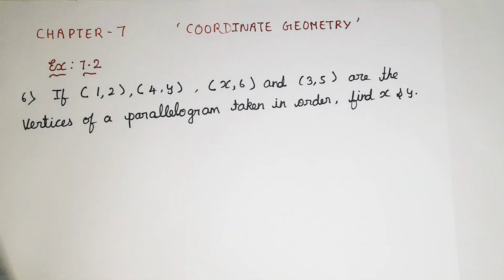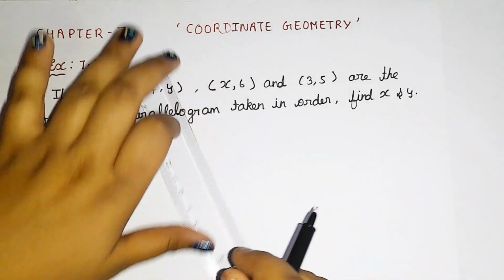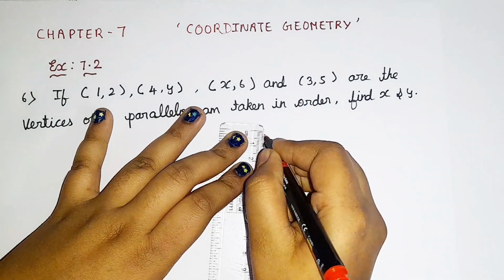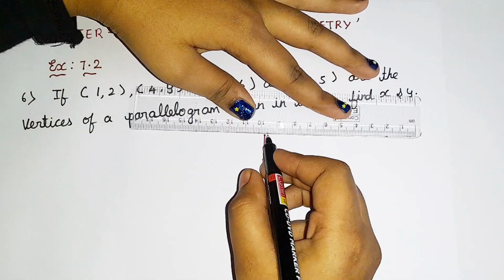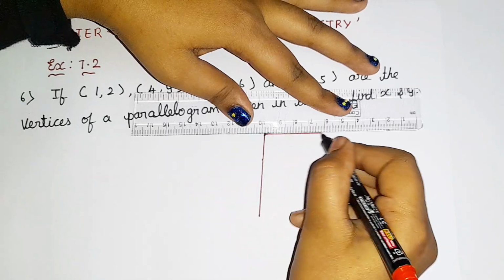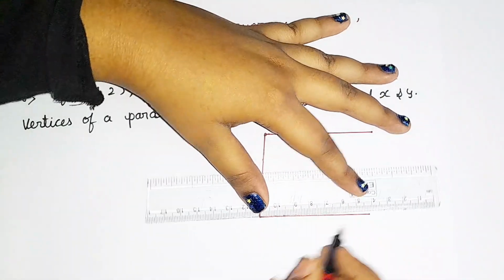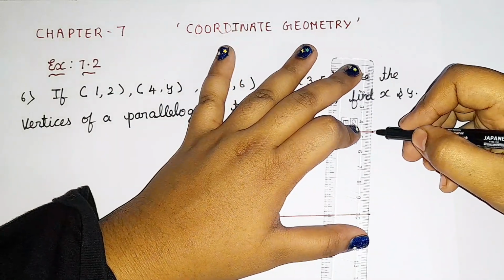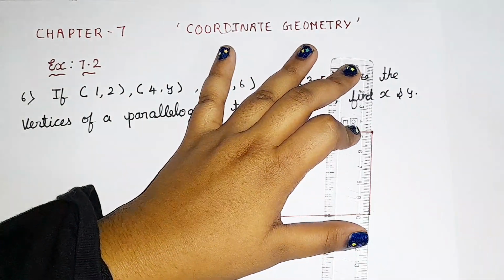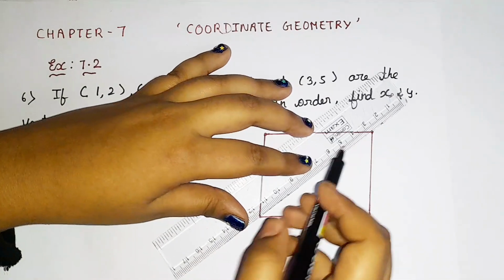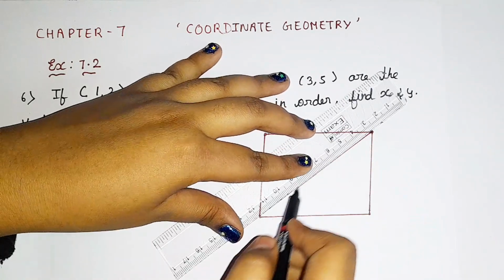So here they are talking about a parallelogram. Since they are talking about a parallelogram, let's draw a parallelogram. It looks something like this, in which opposite sides are parallel. That is the property of a parallelogram. Of course you know it has diagonals, so let's draw the diagonals.